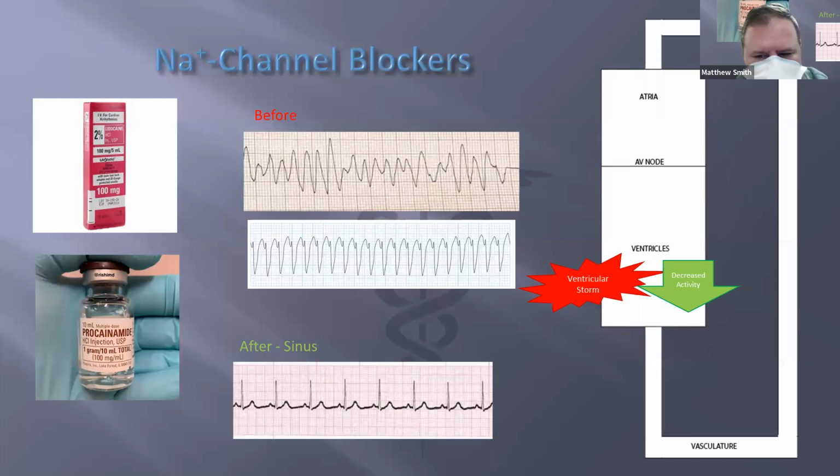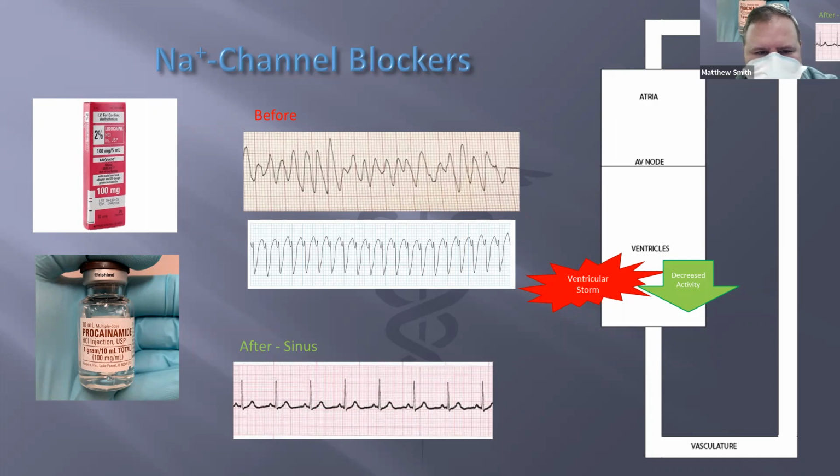Another drug that can do the same thing is a sodium channel blocker. So our sodium channel blocker of choice in New York City is going to be lidocaine, and the dose for lidocaine is 100 milligrams. But other places might use a drug called procainamide, which is also a sodium channel blocker. And again, what these drugs do is they suppress the electrical activity in the ventricles by blocking sodium channels. And again, those sodium channels predominate in the ventricles.